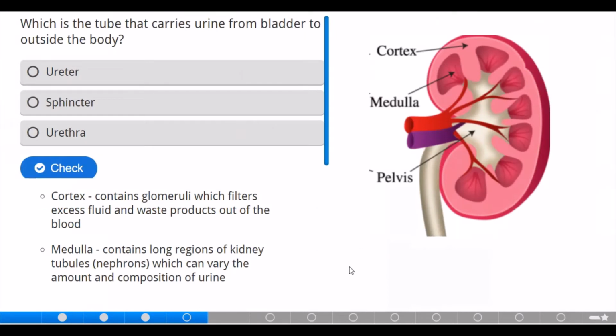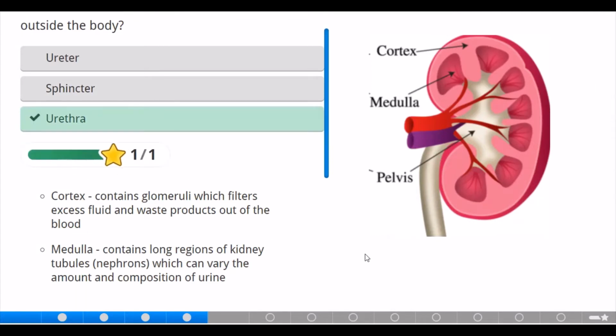Which is the tube that carries urine from bladder to outside the body? That will be the urethra. Cortex. On the right hand side here, we have a dissected image of the kidney showing us the cortex, medulla, and pelvis.